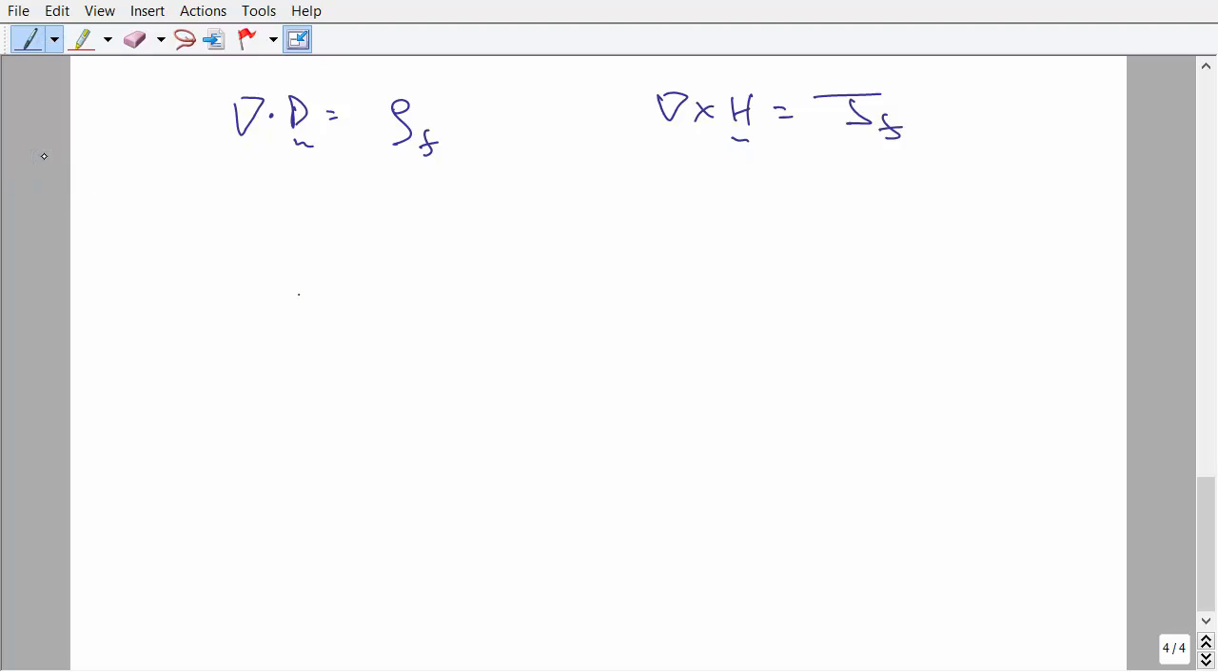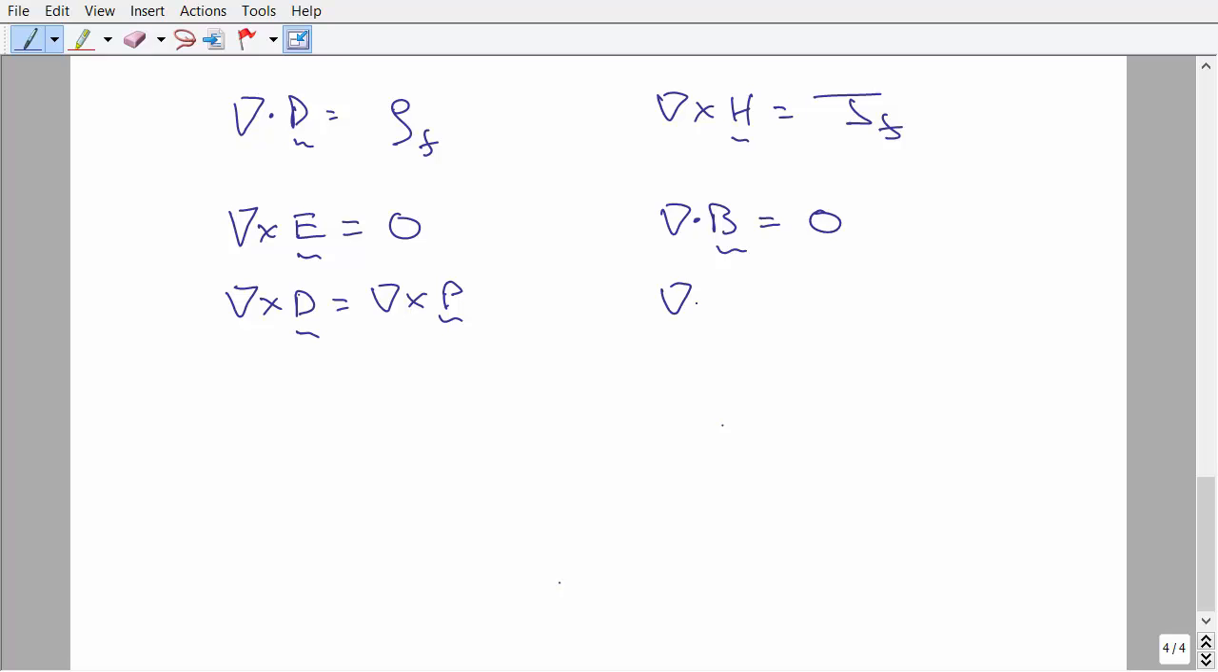In electrostatics, the curl of the electric field is always zero. However, the curl of D is not always zero. The curl of D is the curl of the polarization. Similarly, in magnetostatics, the divergence of B is always zero, but the divergence of H is going to be minus the divergence of the magnetization.